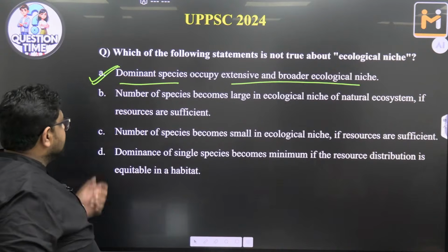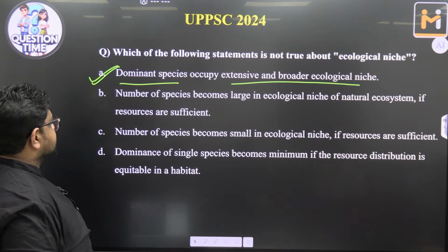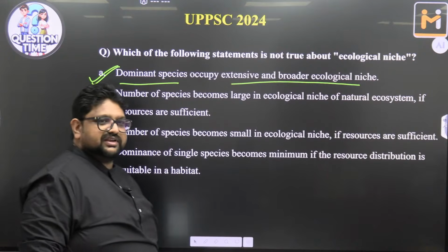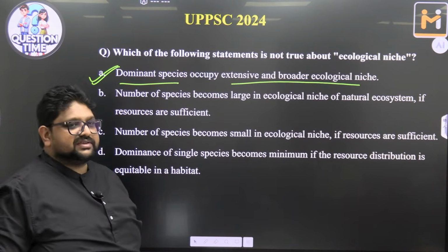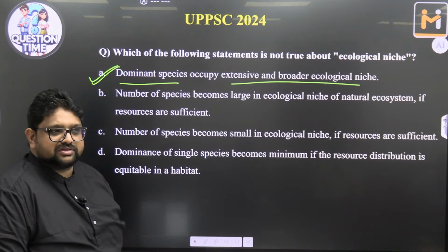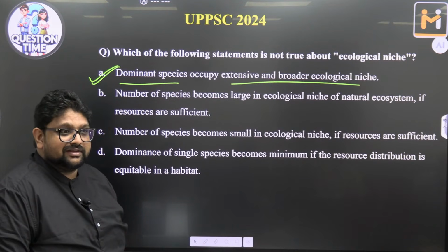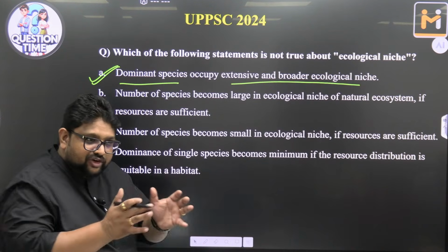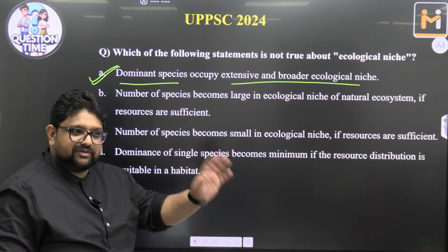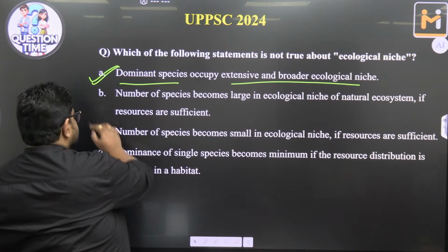Okay, number of species becomes large in ecological niche of an ecosystem if resources are sufficient. If there are more resources, does the number of species in the ecological niche increase or decrease? It increases. More resources, more people can share. If the resources are limited, then what will happen? Only the dominant species will thrive, the weaker ones will migrate, will emigrate, and they will die. Okay, so this is also true.